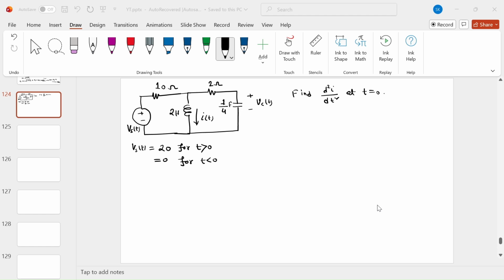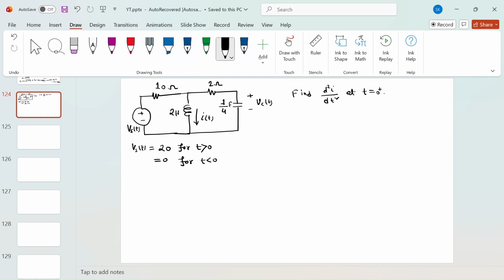Hello everyone. So in this video, we are going to see a transient based question. In this question, you need to find out the double derivative of this inductor current at t equal to 0, or you can say at t equal to 0 plus. You need to find it out. So how to proceed with this kind of question?